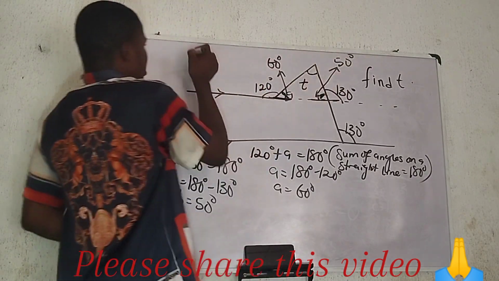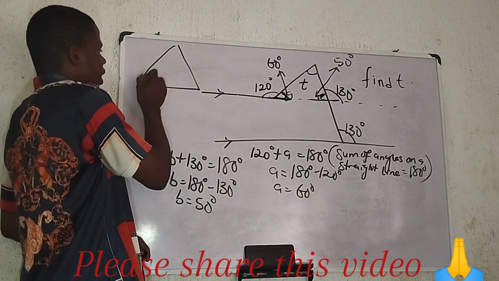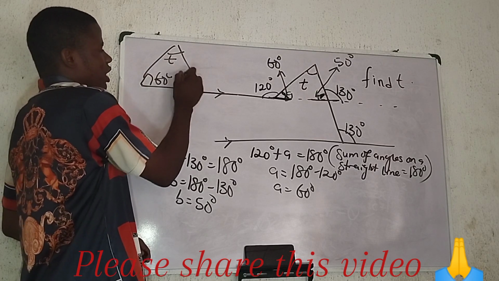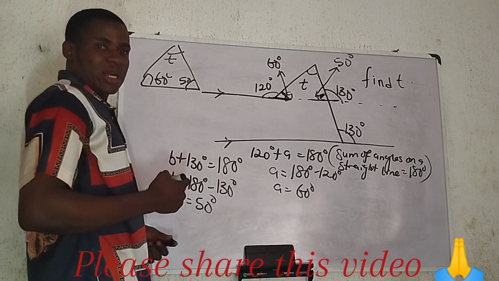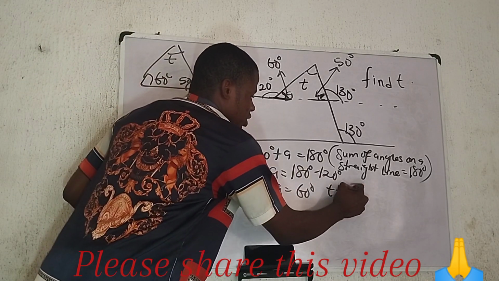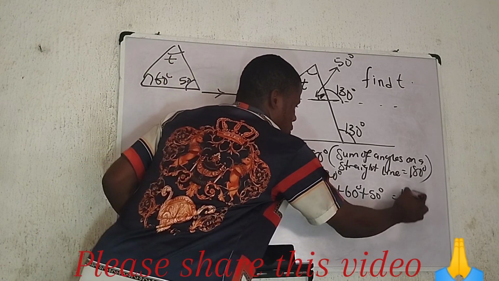Now it means that I'm having a triangle in this order. Here is the t that we are looking for. Here has to be 60 and here is 50. Now how do I get t? We know that the sum of angles inside the triangle must give us 180. So t plus 60 plus 50 degrees will give us 180 degrees.